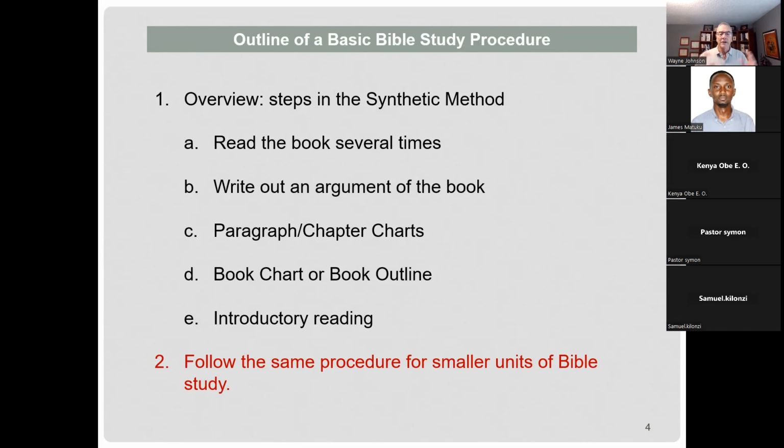So, just to make note that while we're going to be talking about doing book charts and looking at the book as a whole, you can follow the same procedure for smaller units of the Bible. Practically speaking, in the course of everyday life, one doesn't have the time to do all of this. We're doing all of it to get the idea and build the practice, the habit, and the mindset that allows us to do this.